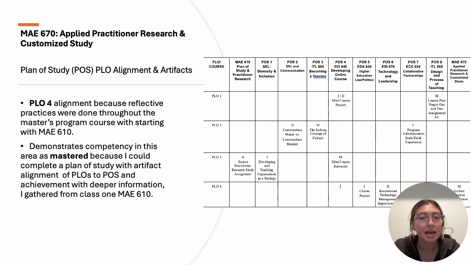And last but not least, MAE 670, Applied Practitioner Research and Customized Study. The artifact that I chose was the Plan of Study, POS, PLO Alignment and Artifacts, and this artifact aligns with PLO 4 because of the reflective practices that were done throughout the Mastery Program courses, starting with MAE 610. And this demonstrates competency in the area as mastered because I could complete the plan of study with artifact alignment of the PLOs and the POS, an achievement with deeper information I gathered from Class 1, MAE 610.